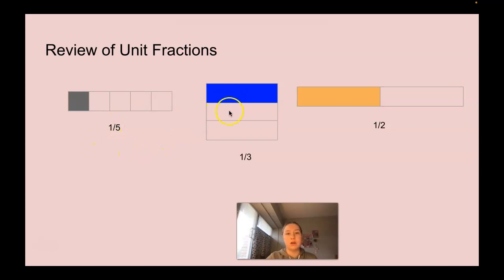Here we have 1, 2, 3 pieces, that's our denominator, and our 1 piece filled in is our 1 for our numerator. And same for 1/2, 2 pieces, 1 is filled in, and that's how we get our numerator.